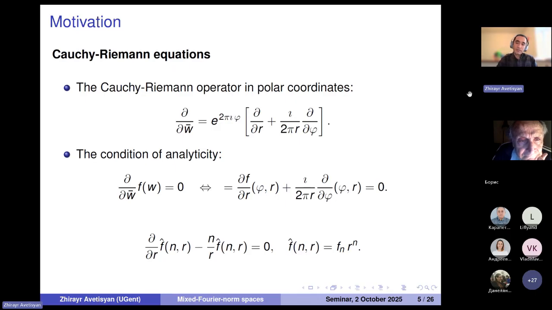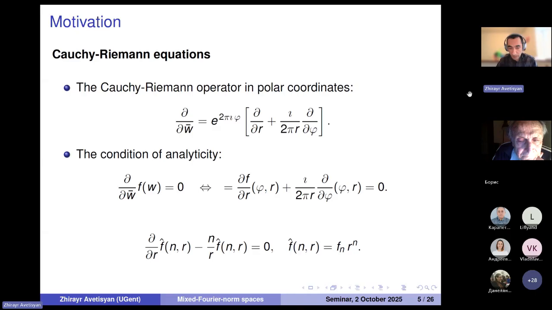So if I rewrite this in polar coordinates, I get this PDE, the second displayed formula. And now if I perform a Fourier transform with respect to the variable phi, what I get is actually an ODE.